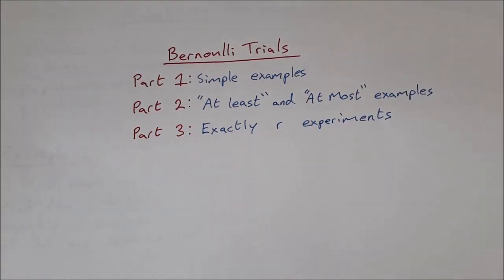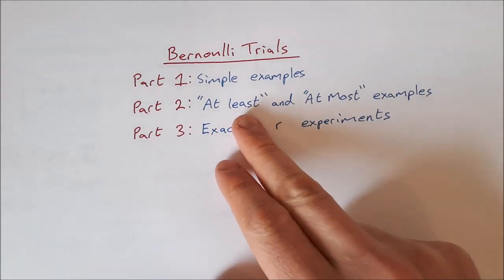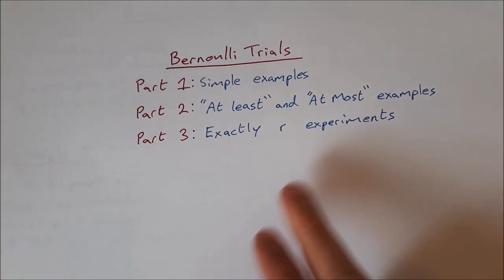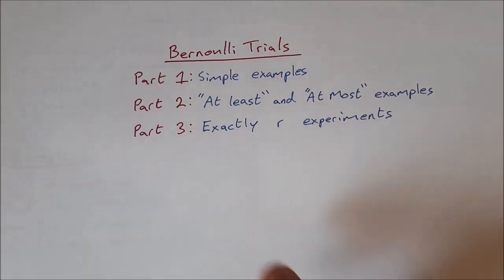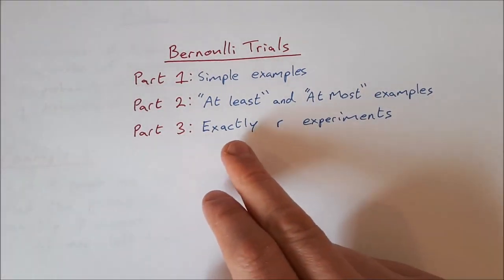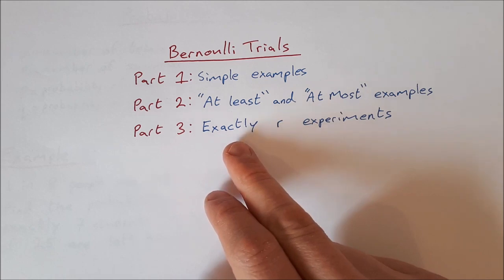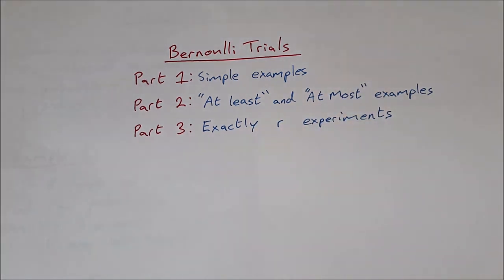Part 1, this video, is going to be some simple examples. The next video, part 2, I'm going to look at examples that have "at least" and "at most" in them. You might recognize questions like that. And then the last part, part 3, is going to be questions where it wants exactly or experiments to happen. So just another type of question that we have.